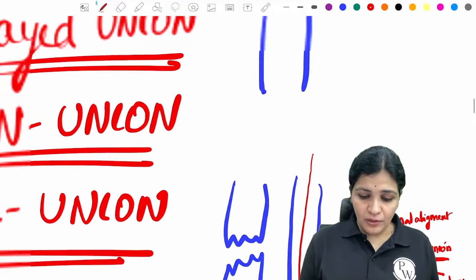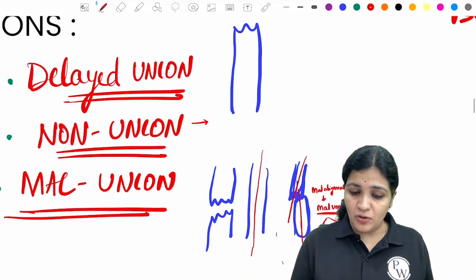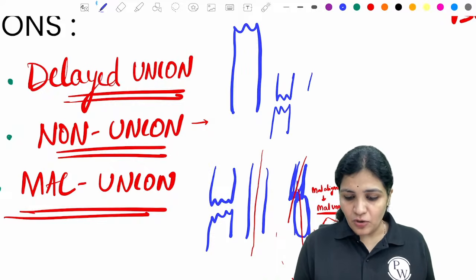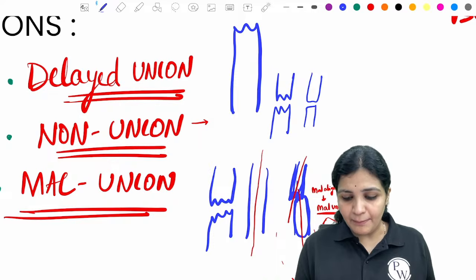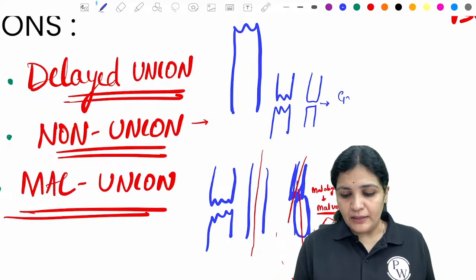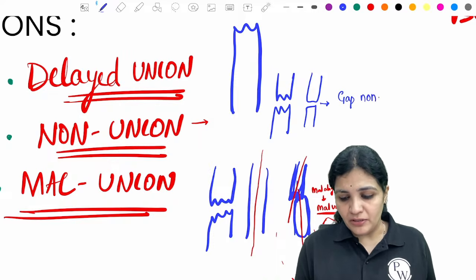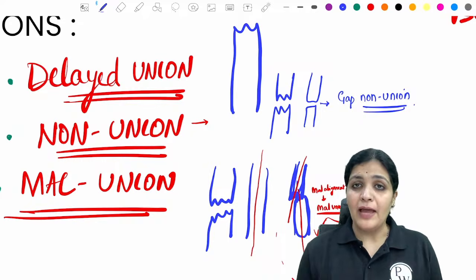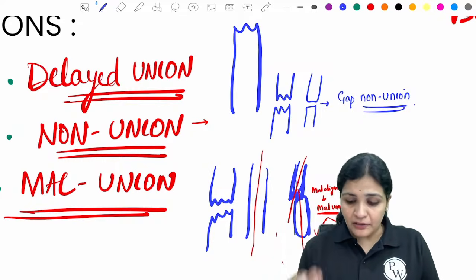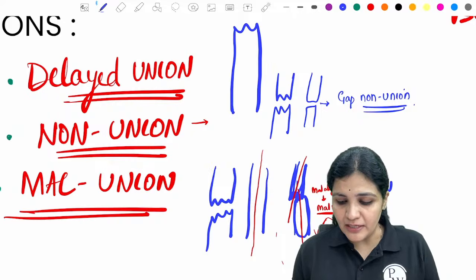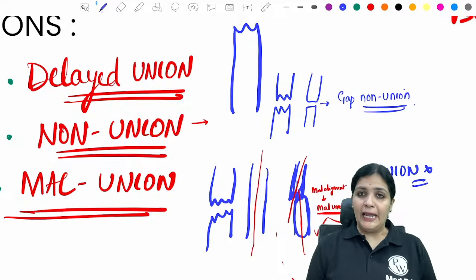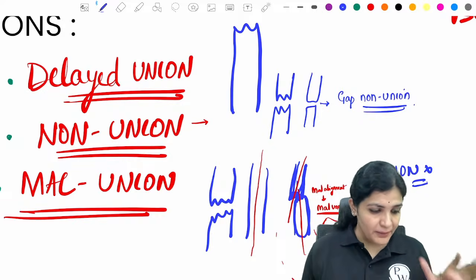Then non-union. Non-union is nothing but there is no union at all. So this is the fracture fragment and this is the fracture fragment, and this has not united, so there is a lot of gap between them. So this is called the gap non-union. There are certain factors which are acting, that means the union is not happening between the fracture fragments. Here, in malunion, the union has happened, union is present but not aligned properly, right? So those are the complications of the fracture.